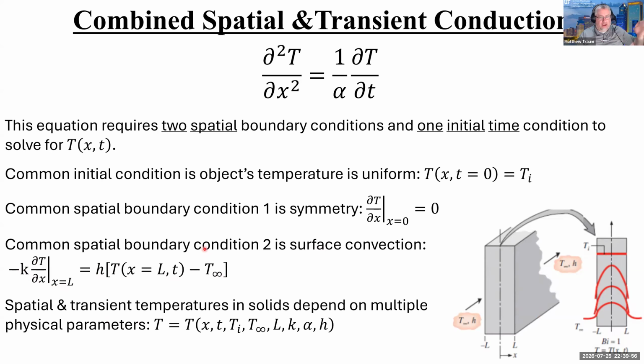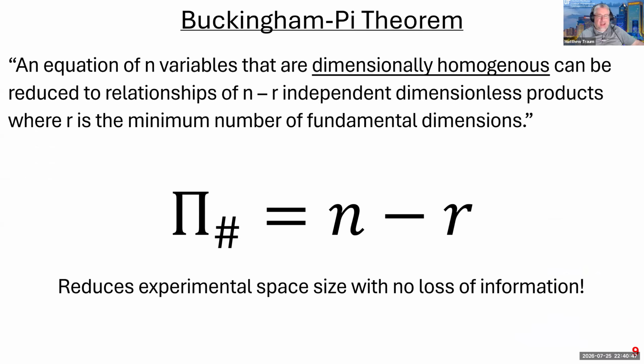Okay, and so what we get from walking through the origin of this equation and also looking through these boundary conditions is the realization that spatial and transient temperatures in solids depend on multiple physical parameters. So there's the temperature itself, which is what I'm trying to solve for, and then there's a spatial dimension x, there's a time dimension t, there's the initial temperature, which comes from this boundary condition. There's the ambient temperature, T infinity, which comes from here. There's L, which is the physical length of this object. There's k, the thermal conductivity, alpha, the thermal diffusivity, and h, right? Those all live in these various equations. So we end up having 1, 2, 3, 4, 5, 6, 7, 8, 9 variables that we care about. Okay, so if you guys took fluids with me, you know what's coming, right?